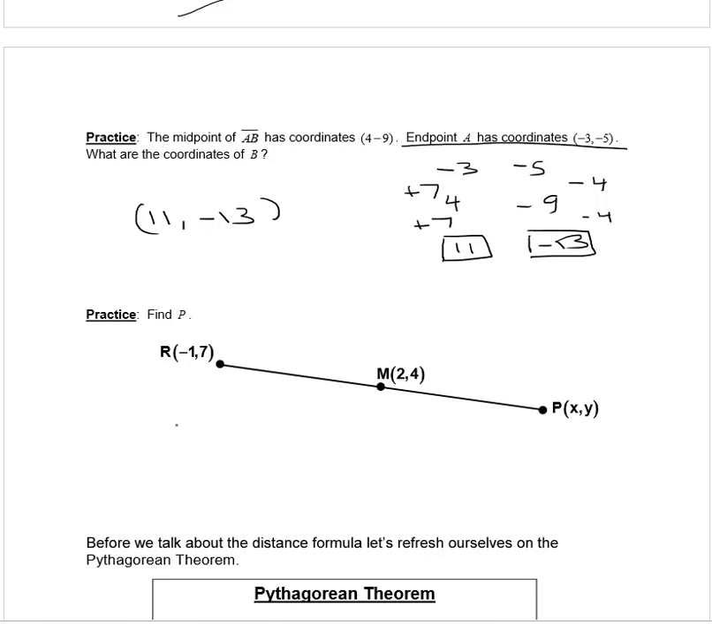And I can do the same thing for this problem. Here it's a little bit nicer because it's all drawn out for me in a picture. So one endpoint, negative 1 comma 7, midpoint 2 comma 4. I go up 3, so I know it's 5, down 3, so it's 1. So 5 comma 1.